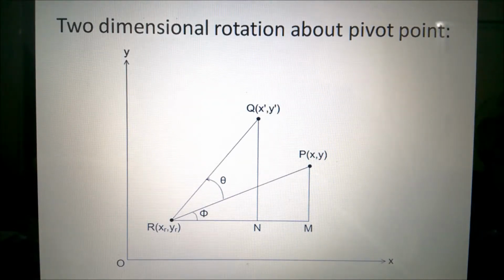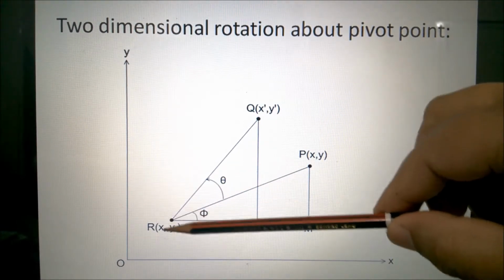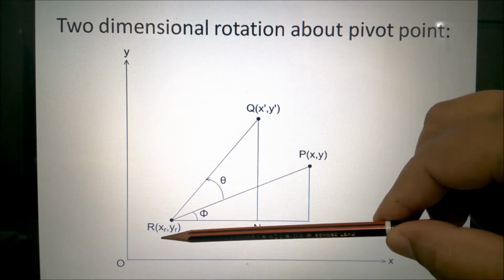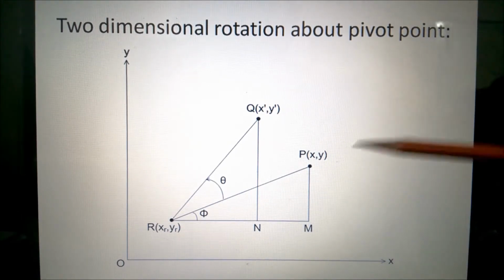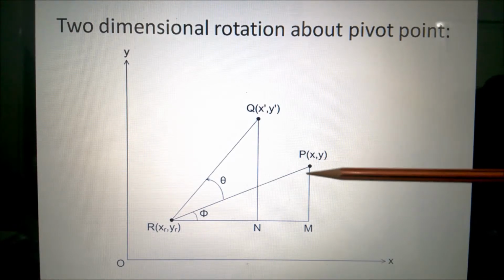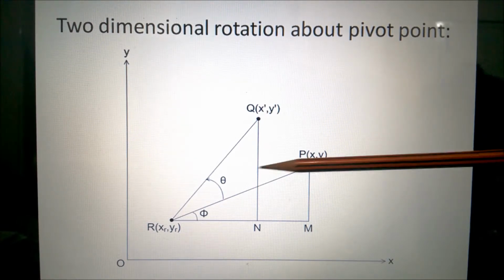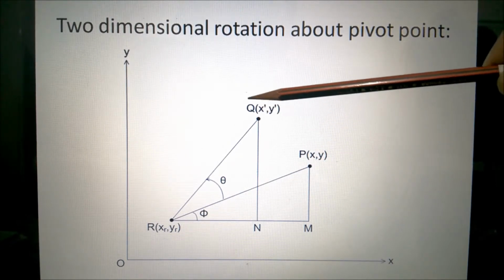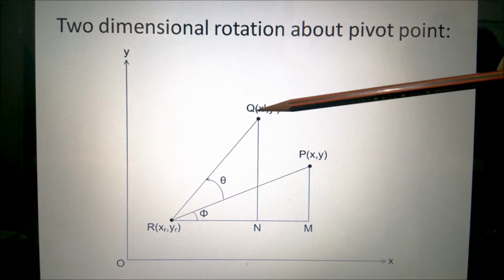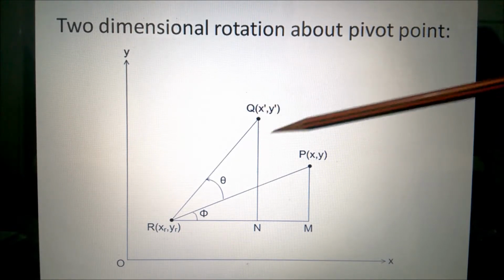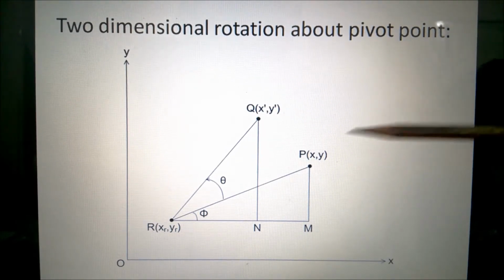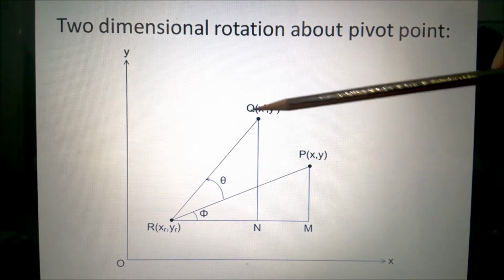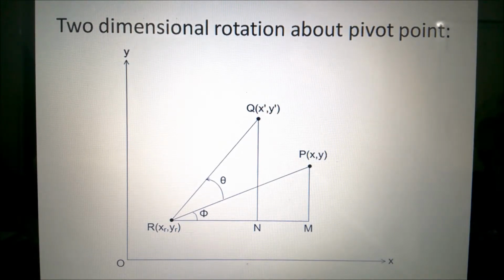Two-dimensional rotation about a pivot point, and that we'll discuss now. Now you can see in this diagram R is the pivot point and the coordinates are xr and yr, and the point P will be rotated about R to a new point Q. You can see here the coordinates of P are x, y and the coordinates of Q are x dash and y dash.